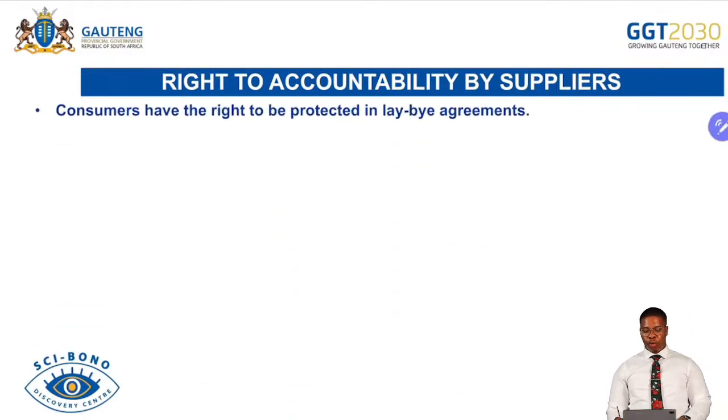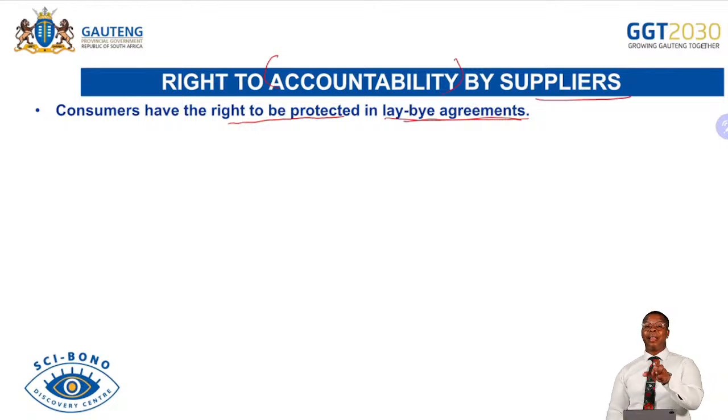Then the right to accountability by the supplier. Consumers have a right to be protected in a lay-by agreement. So consumers have a right to be protected in a lay-by, and this will be the accountability of the supplier. Why? Because the product in a lay-by process will be with the supplier, or with the business that the consumer is trying to buy from. So it becomes the accountability of the supplier to make sure that the product is safe. Hence, we say consumers have a right to be protected in a lay-by agreement.